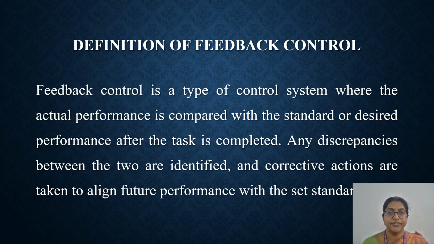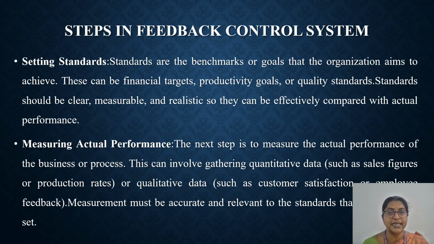Next one is the definition of feedback control. So it is a type of control system where the actual performance is compared with the standard or desired performance after the task is completed. So if any discrepancies between the two are identified, corrective actions are taken to align the future performance with set standards. So these are the steps in the feedback control.